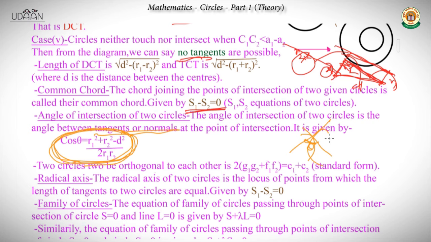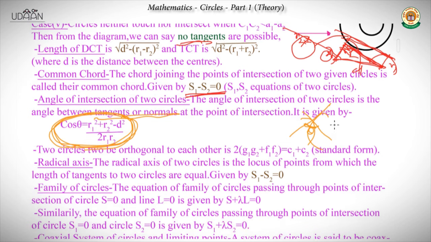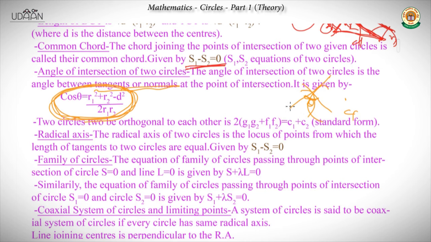The proof is not so necessary, and you can easily do it. Just take the centers C1, C2, draw the tangents, and again draw a right angle triangle, and we can easily prove it. You are most probably studying this in your school only.